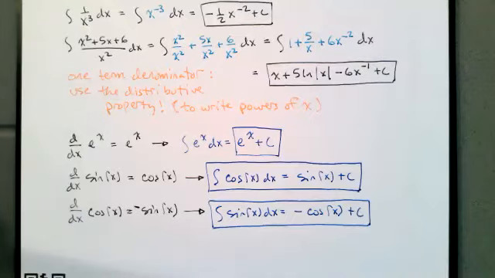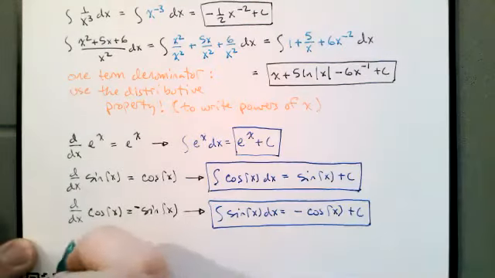So this is an important thing to notice. The derivative of cosine is negative sine, and so the integral of sine is negative cosine. If we take the derivative of negative cosine, we end up with positive sine. So that's a variation on this one.